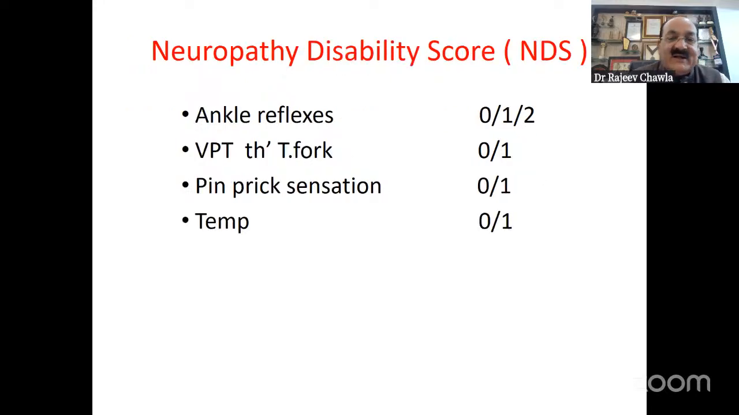Now, if the patient has symptoms, look for disability, that is the neuropathy disability score. Try to do an ankle reflex. If it is normal, it is 0 score. If you cannot see a proper ankle reflex even on reinforcement, then it is a straightaway score of 2. You may do vibration sense with a tuning fork. If it is absent, it is 1. Pinprick sensation, if it is absent, it is 1. If the patient cannot feel a thermal pen or a little lukewarm water filled in a cup, then obviously the score is 1. If you sum it up, the score comes out to be 5.